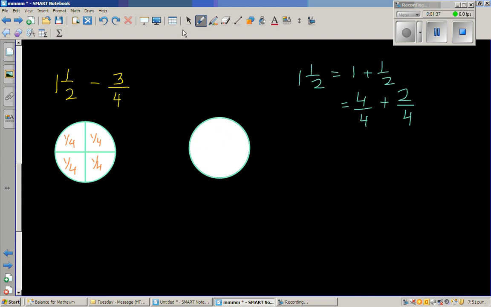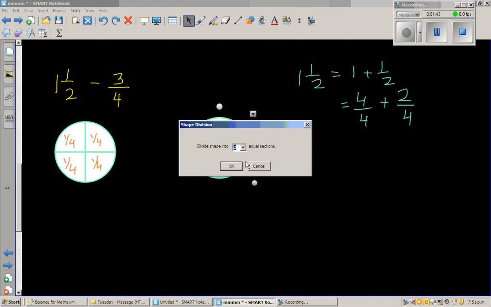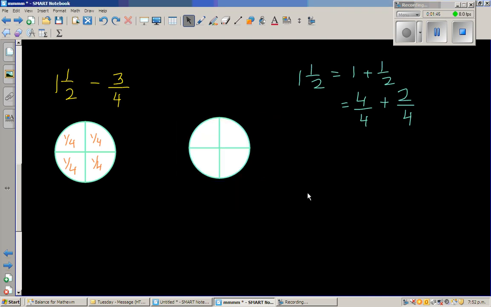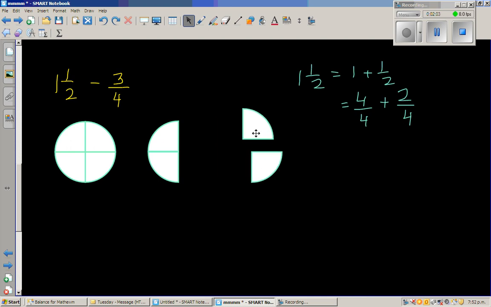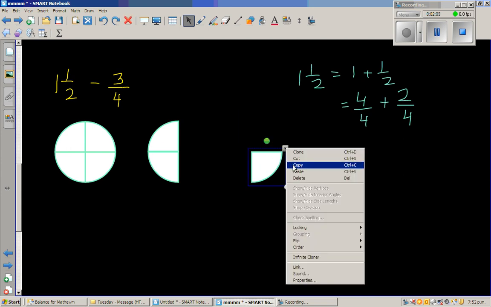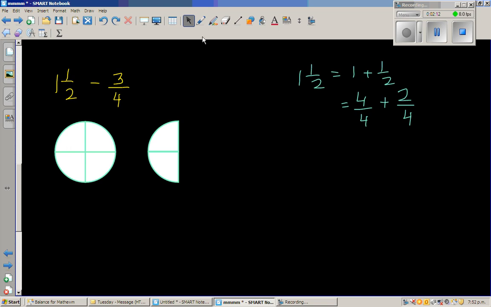Let me highlight this. So the question is, let me change this into quarters. These are 4 quarters, so one whole has 4 quarters. So 1 and 1/2 means you have this one whole and this 1/4. Let me delete this and also this. So this is one whole, and this is 1 plus half, and that's what I said.